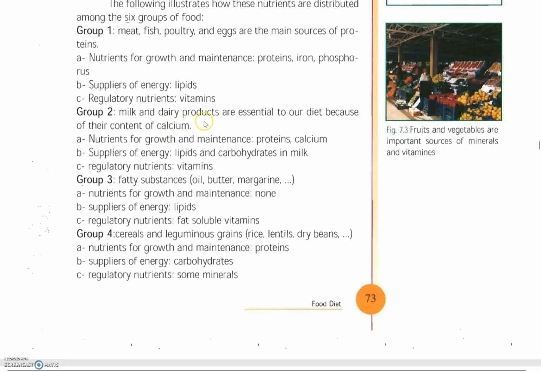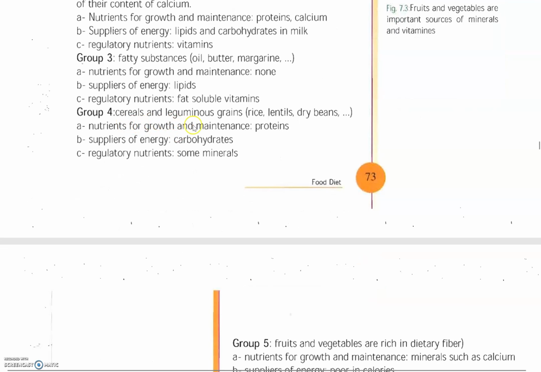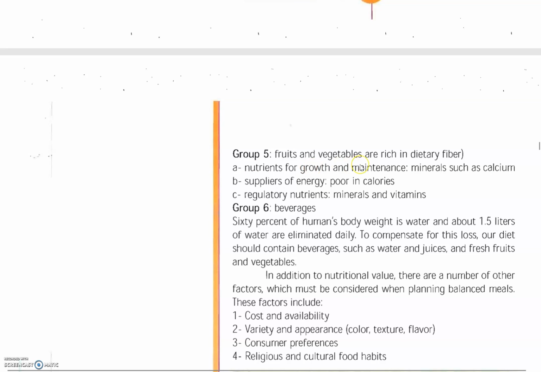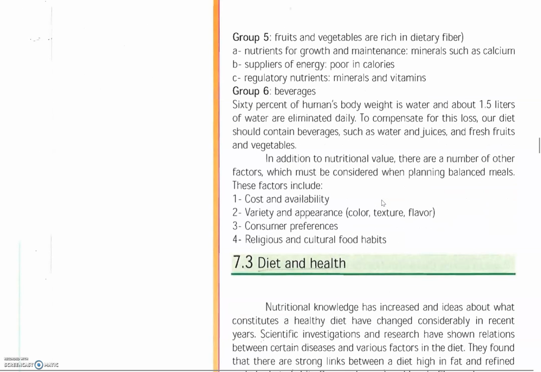Milk and dairy products contain calcium, but also proteins, lipids, carbohydrates, and vitamins. Fatty substances contain lipids and liposoluble vitamins. Group 4, cereals and leguminous grains, contain proteins, carbohydrates, and some minerals. Group 5, fruits and vegetables. They are poor in calories. This is why they make a good dinner. And they are rich in calcium, minerals, and vitamins. And beverages, since our body contains 60% water, we need to compensate for the water lost.